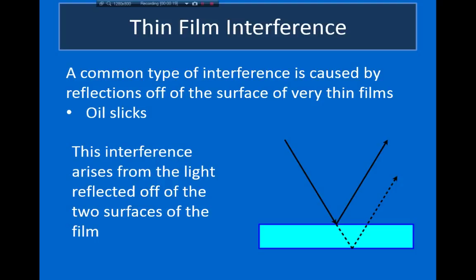So the basic idea is that if light shines on a film, some of this light can reflect off of the top surface of the film, while some of the light will travel through that and reflect off of the bottom surface of the film. And then these two reflected waves can interfere with each other and produce an interference pattern.